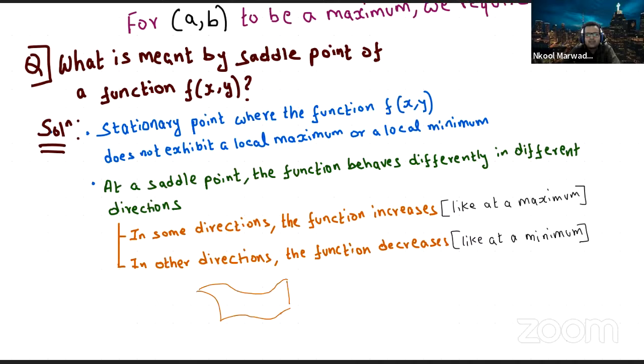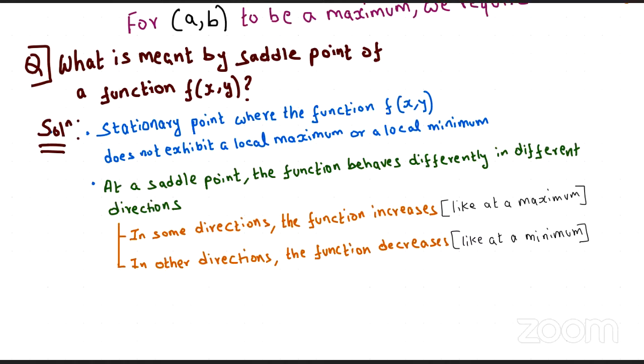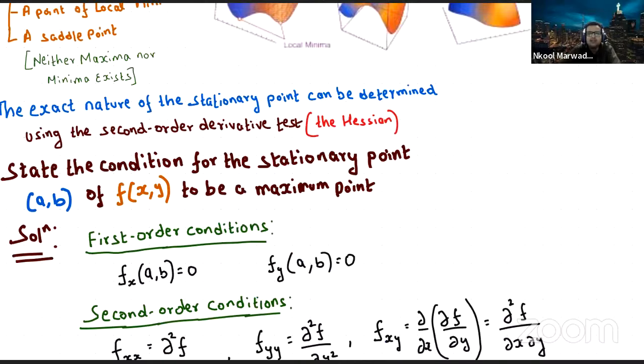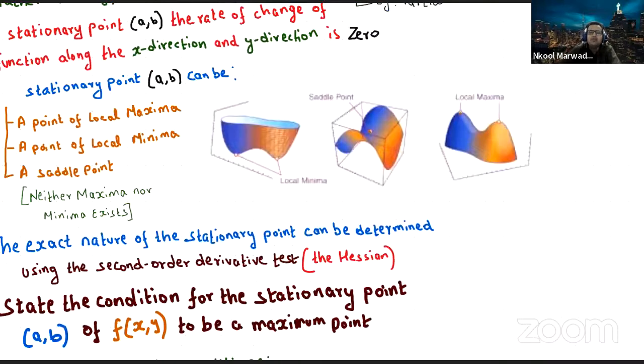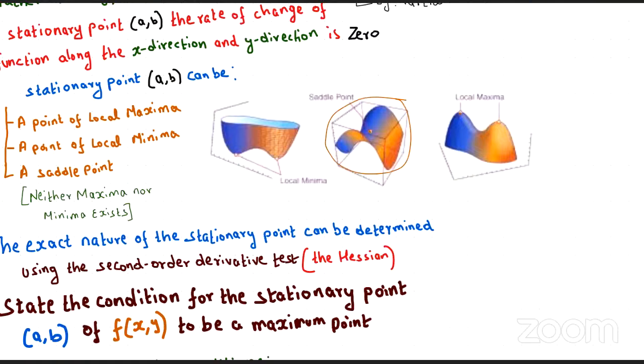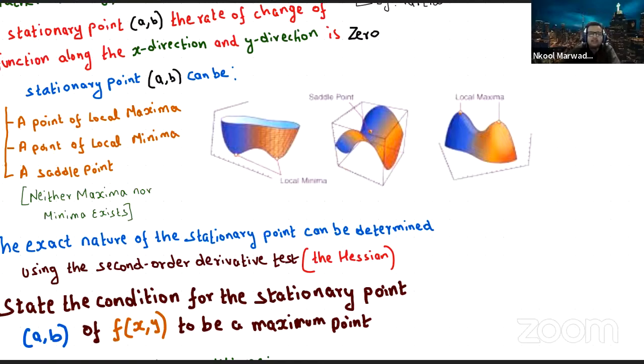Okay, I think I have the diagram. Yes, it is similar to this, the horse seat. We can Google it also and look at it, but it has a structure something like that. Inspired by the horse saddle, this point is called a saddle point.